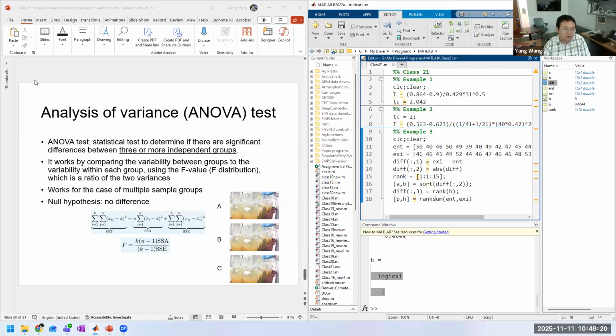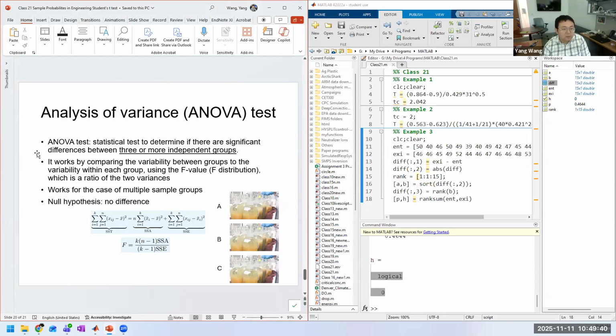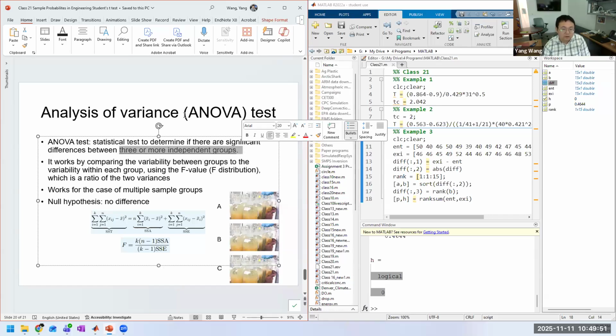In this class we learned about the t-test in more detail, and for the Wilcoxon test we ran through the process. Nowadays you also hear a lot of people talking about the ANOVA test. ANOVA is short for analysis of variance, so take the ANO and VA. People use the ANOVA test to determine whether there is a statistical difference between three or more independent groups. So when you have multiple groups, we use the ANOVA test.